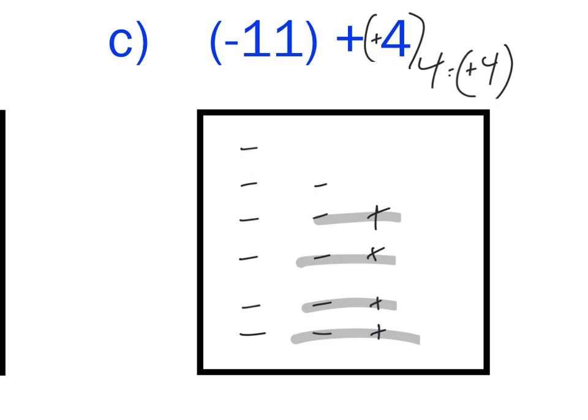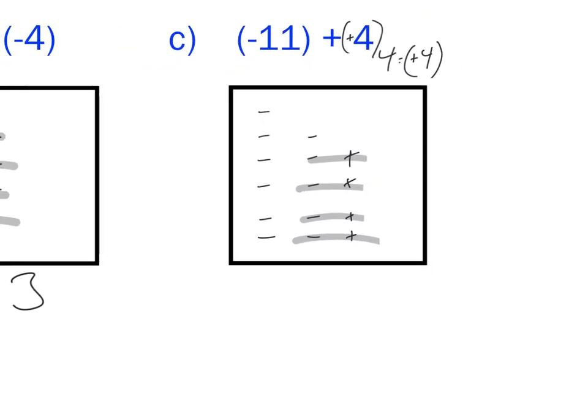We only have negatives left. How many do we have left? 7. So the answer is? -7. Brilliant. -7. There we go. So that's how we add integers using charge box diagrams.